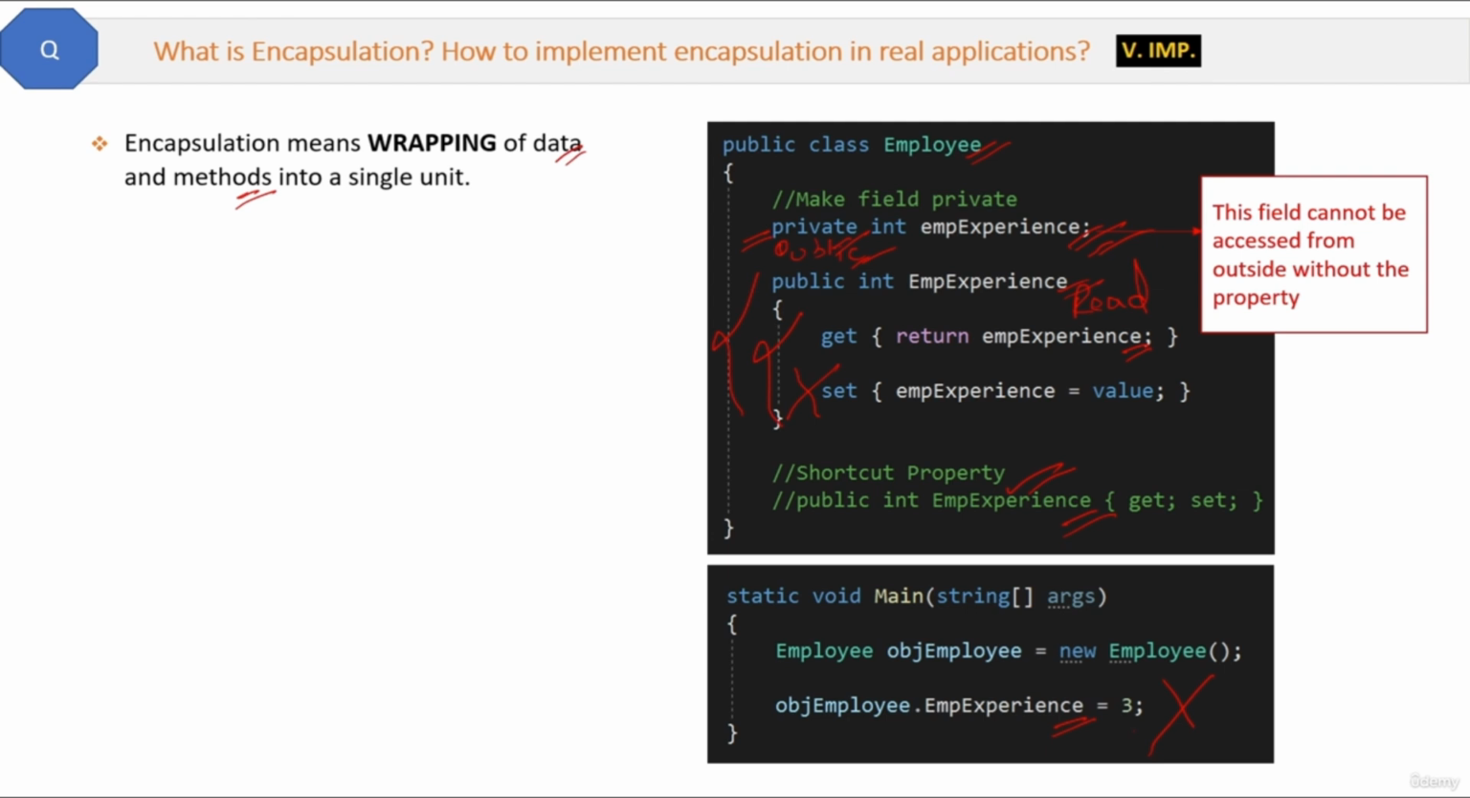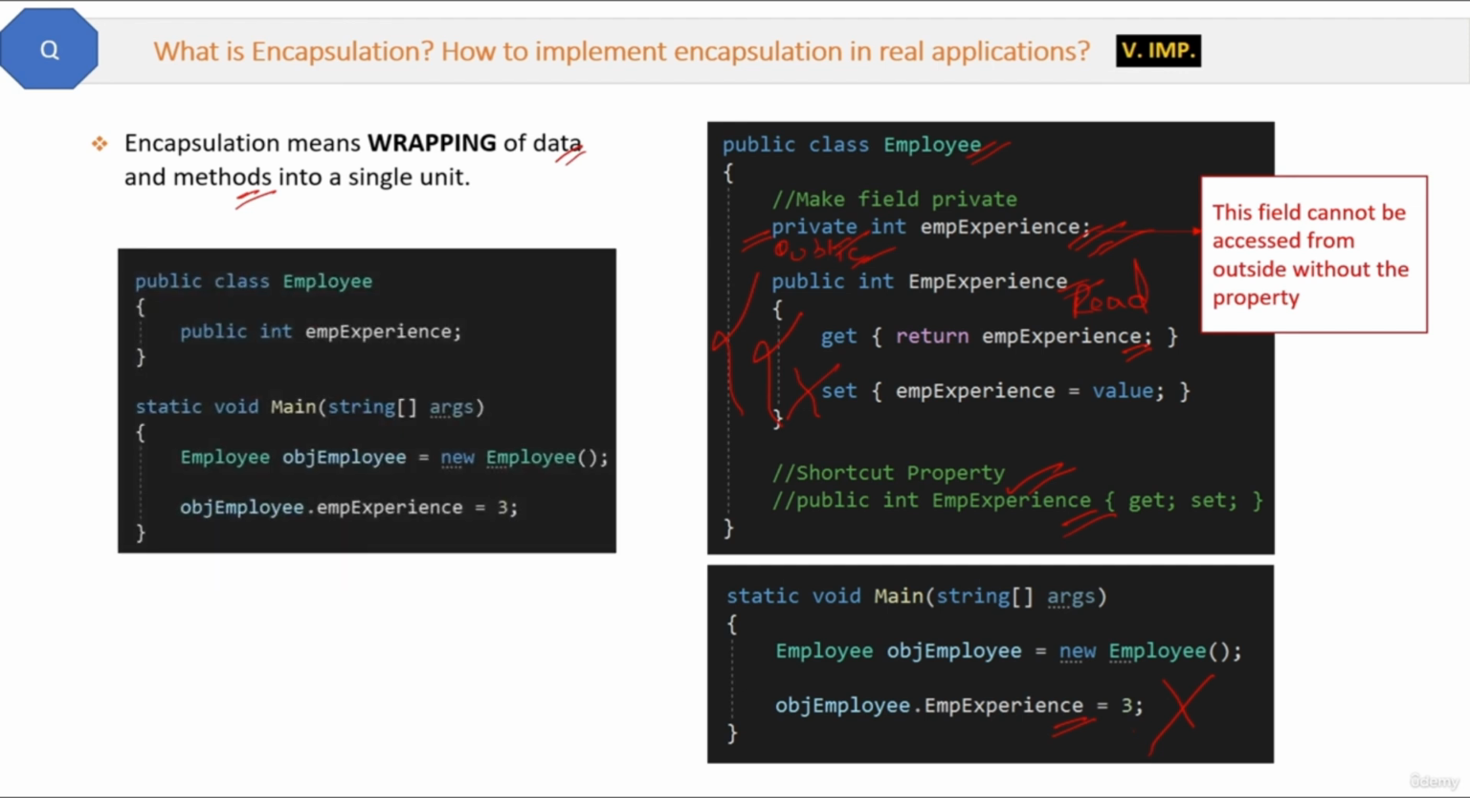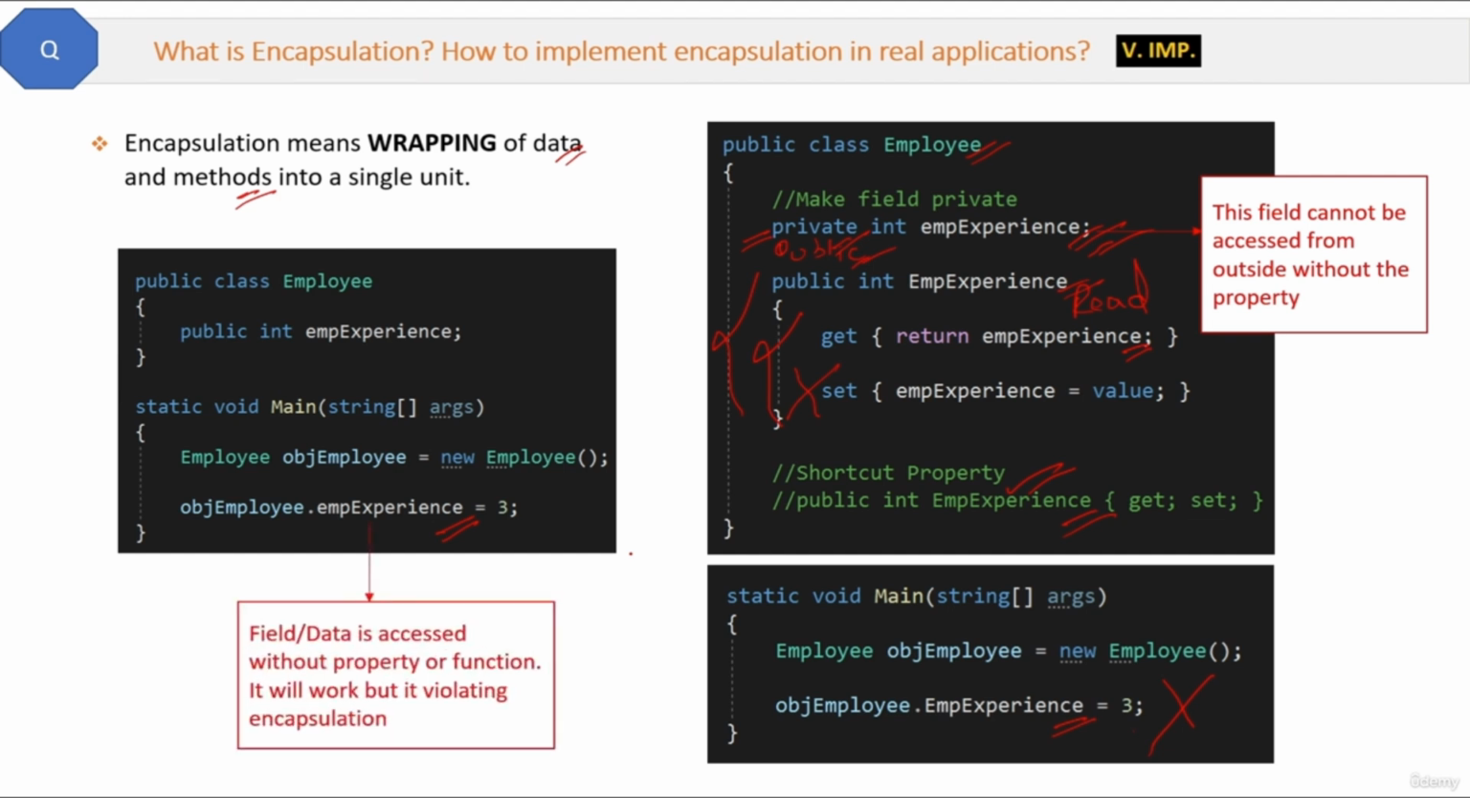Now let me also show you how you can violate encapsulation. For example, in this screenshot, the employee class does not have any property. See, there is no property in it. And in the main method, the field is accessed without a property. It will work, right? It will work. But it is violating the encapsulation concept of OOPS because field data is accessed without a property or function. It will work, but it is violating encapsulation. That is why it is not the better approach.